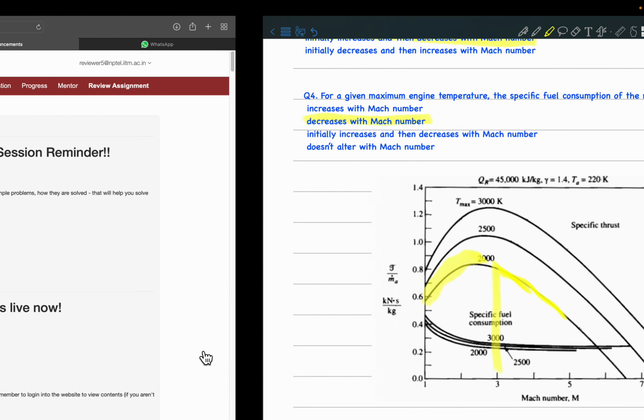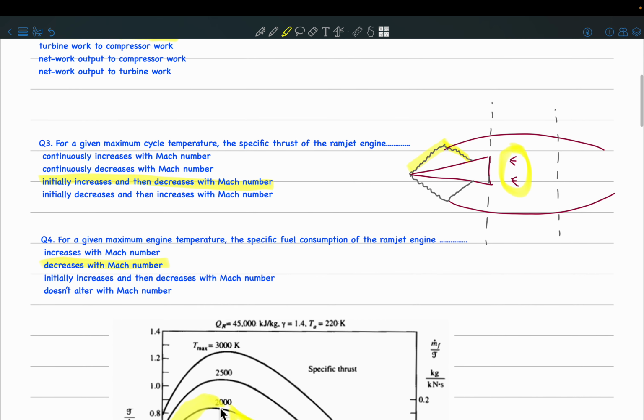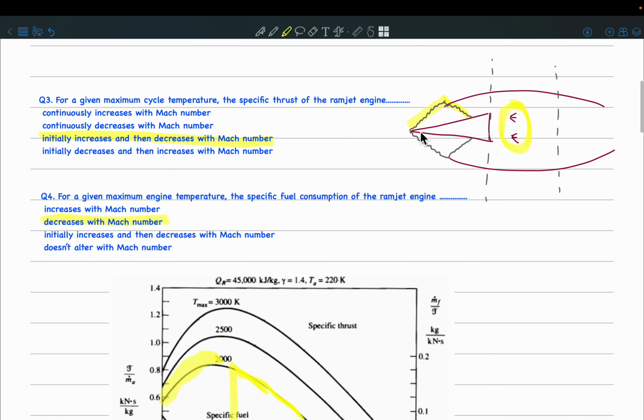Okay. Yeah, specific thrust is increasing, so the specific fuel consumption is decreasing. Or you can basically say that, as you increase the Mach number, the strength of these oblique shocks is going to increase, and as a result, the compression is going to be strong across these shocks. So the temperature which is reached even prior to the combustion chamber is increasing. So now you need less fuel to raise the temperature to the maximum engine temperature. As a result, the specific fuel consumption will decrease. Okay.